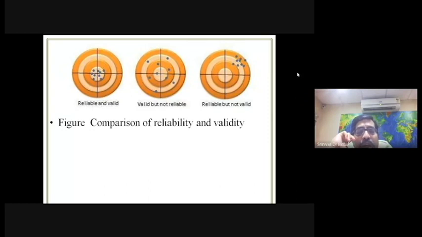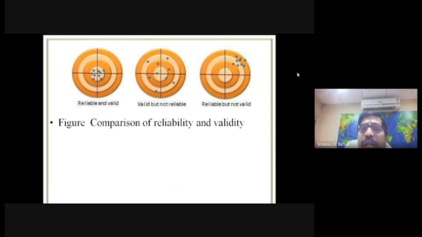The second one, you see, your result is neither reliable nor valid. Why? Because each time you are doing it, you are getting a different result. Many times some of the values are correct, some of the values are wrong. So that is what we say. Some results are valid, so you can say valid but not reliable.